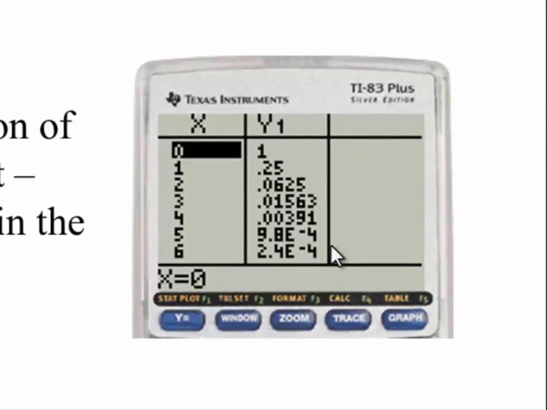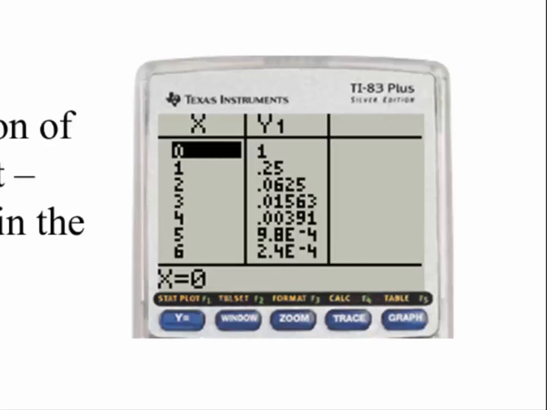If you recall, this is scientific notation. This is 9.8 times 10 to the negative 4. So in standard form, this would be 0.00098.